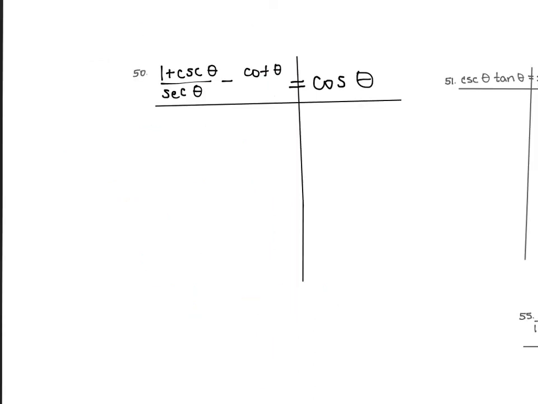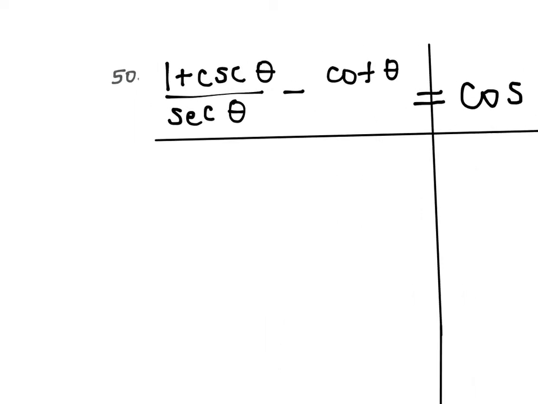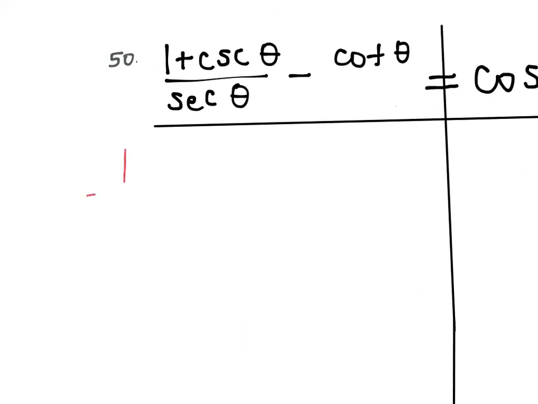All right, look at 50. 50 is a little different. Obviously, the left-hand side is a little more complicated than the right-hand side. So I'm going to focus on the left-hand side first. I don't have a Pythagorean identity here, because it's not 1 plus cosecant squared. So I'm just going to pull these apart, and I'm going to write this as 1 over secant theta plus cosecant theta over secant theta. We're allowed to do that.